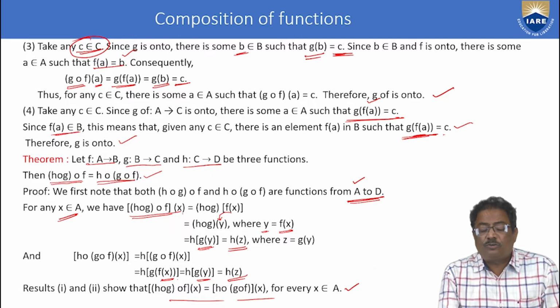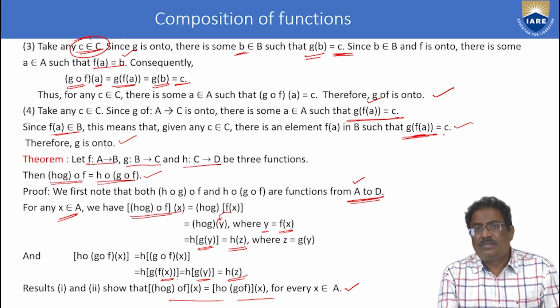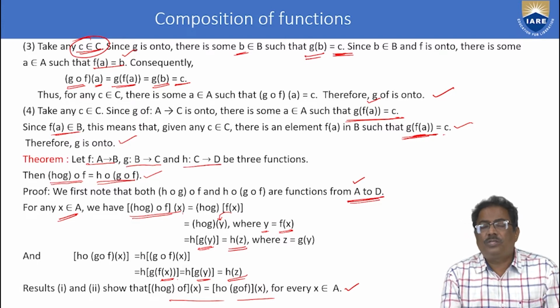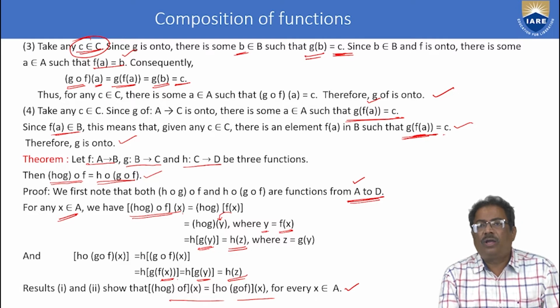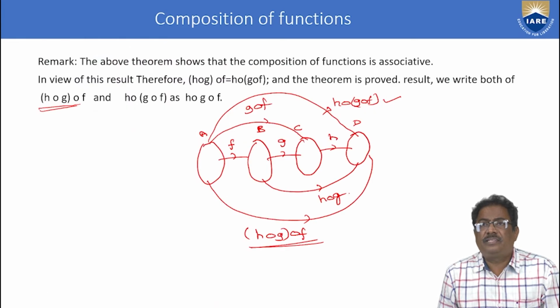So in order to prove this theorem, the associativity of three functions, that is the composition of three functions, satisfying the associative principle, to prove that, we have to first of all verify whether the two functions are defined from the same set to the same set, what is the domain and what is the codomain. We have to verify. After that, we have to verify the equality. So this is regarding this.